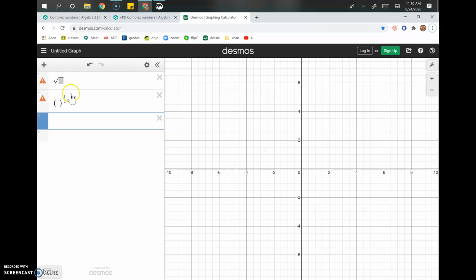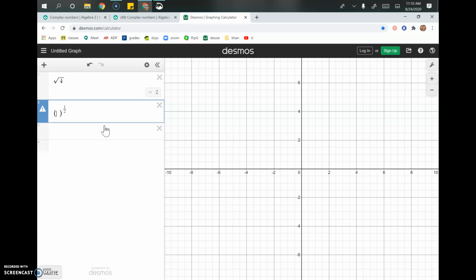Let's pause this for 1 second. Let's take the square root of 4. We know that is 2. Let's take 4 to the 1/2 power. We know that is 2. So I'm just proving to you that these two things are the same thing. If we take the square root of 81, we get 9. If we take 81 to the 1/2 power, we also get 9. So I'm just rewriting it in a way that is equivalent.